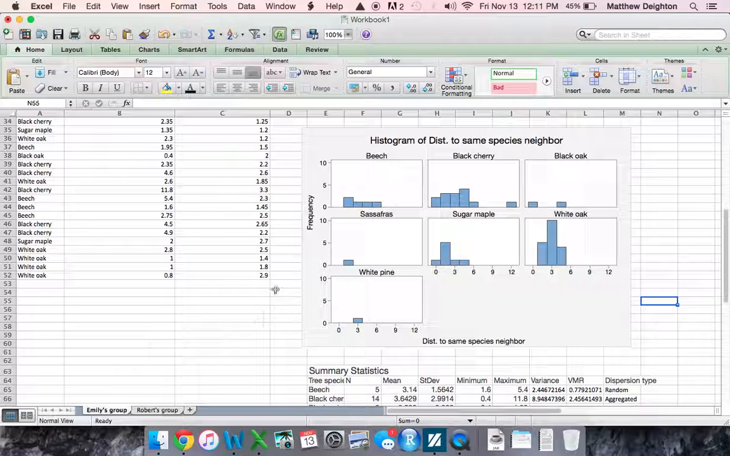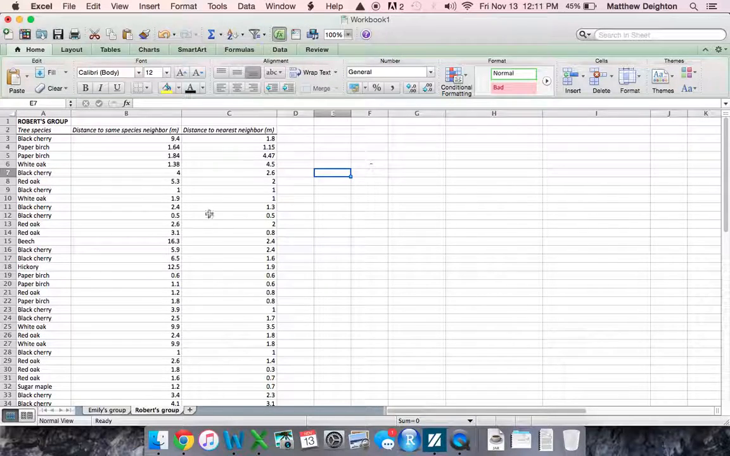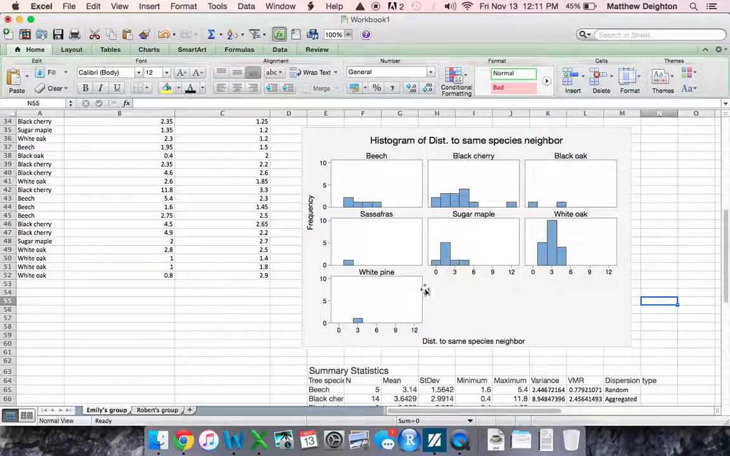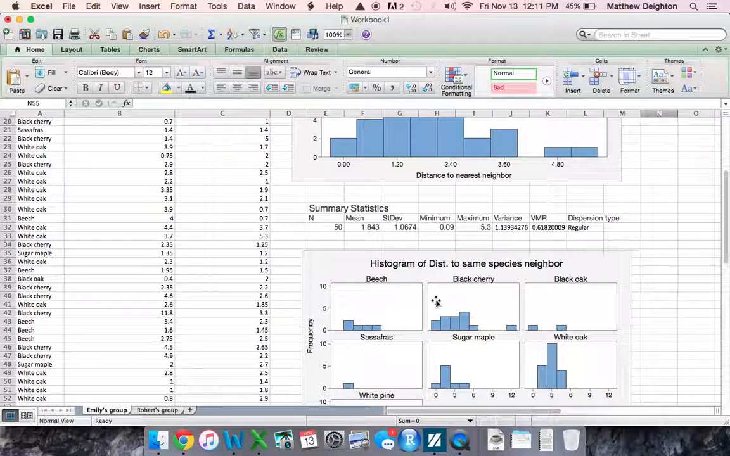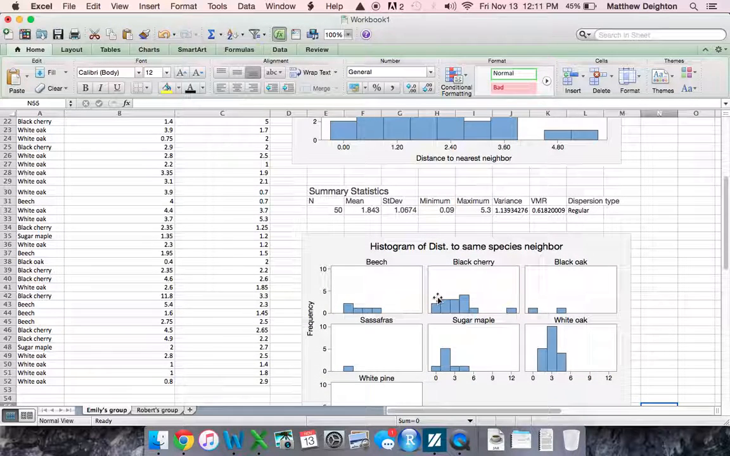I will go ahead and provide the same type of data for Robert's group, and it'll be interesting to see what the differences were between Emily and Robert's group, based on the fact that one group was down in that ravine while Robert's group was up on the ridge.